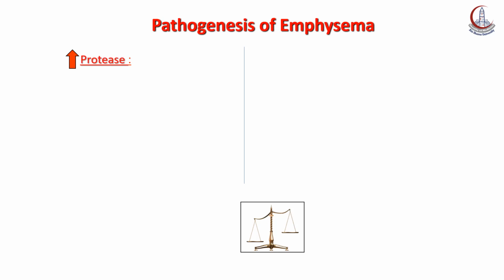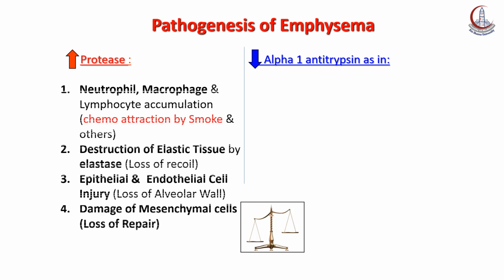The pathogenesis of emphysema is due to an imbalance between proteases and antiproteases, in the form of alpha-1 antitrypsin enzyme deficiency, and increased proteases by chemoattraction, by smoke and other factors, leading to accumulation of neutrophils, macrophages, and lymphocytes secreting proteases and elastases. The elastase causes destruction of elastic tissue in the wall of the alveoli, and also destruction of the epithelial lining of the alveoli and the endothelium lining of the alveolar capillaries, causing loss or destruction of the alveolar wall, and also damage of mesenchymal cells, so loss of the ability of repair.